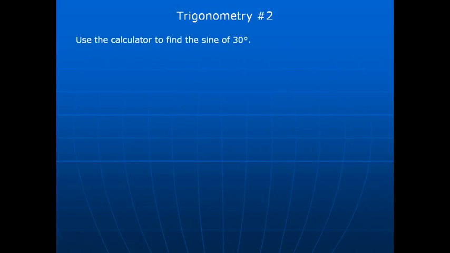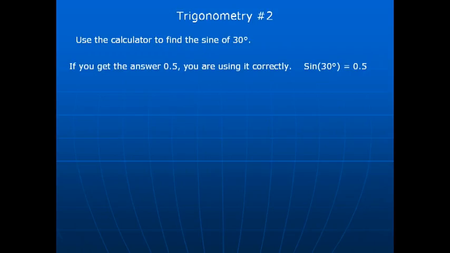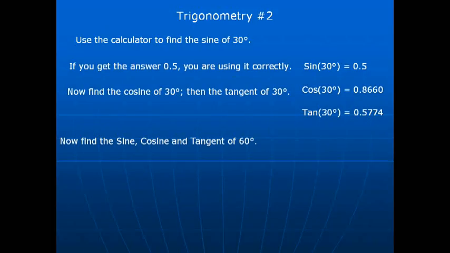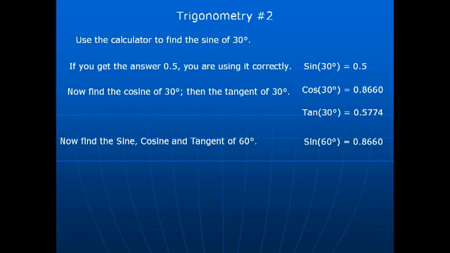Use the calculator to find the sine of 30 degrees. If you get the answer of 0.5, you're using it correctly. Sine 30 degrees equals 0.5. Now find the cosine of 30 degrees, then the tangent of 30 degrees. Now find the sine, cosine and tangent of 60 degrees.